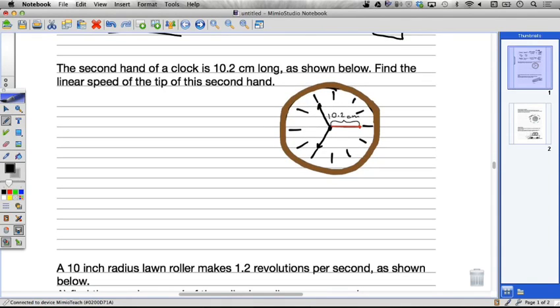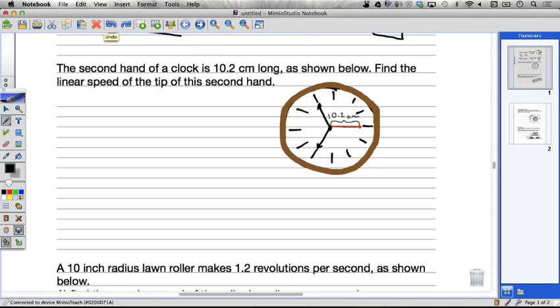All right, so here we have a clock. The second hand of a clock is 10.2 centimeters long. I want you to find the linear speed at the tip of the second hand. In other words, how fast is it traveling? What units are we going to end up with? It's a velocity, it's not a distance. It would be what? Centimeters per second. Good.